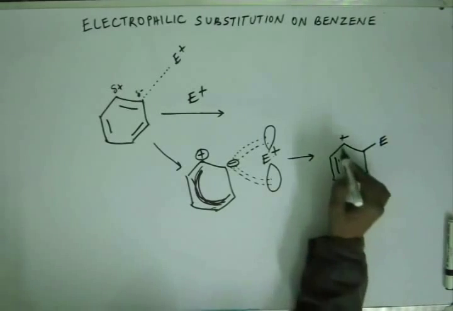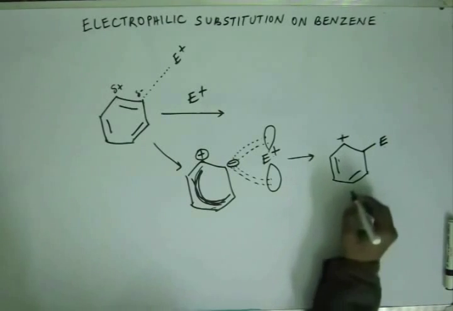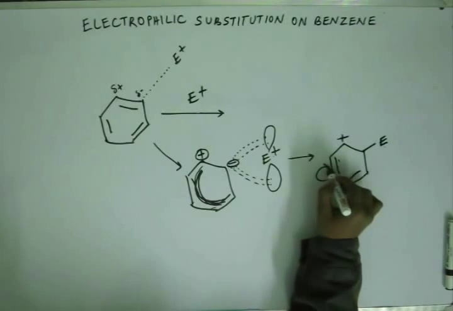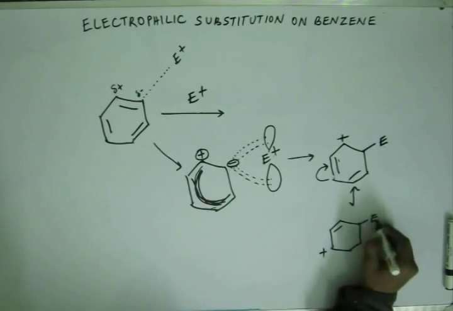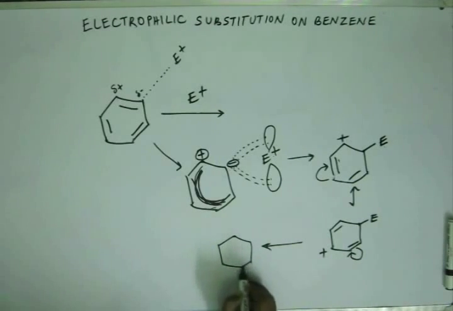Now this cation, the plus charge on carbon, will undergo resonance, and in fact we will be having three resonating structures. Now you must be very handy to draw this resonating structure. This plus charge will come here. The pi bond, which has not participated in resonance, you will show it as it is. And then beside plus, you will bring minus, showing arrow like this. The third resonating structure would be like this. So there are three resonating structures which are stabilizing the plus charge, and this is called as sigma complex.